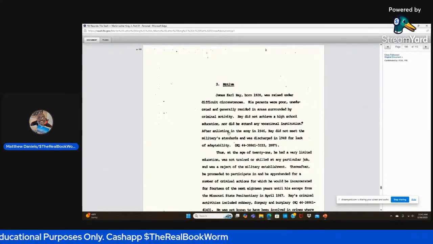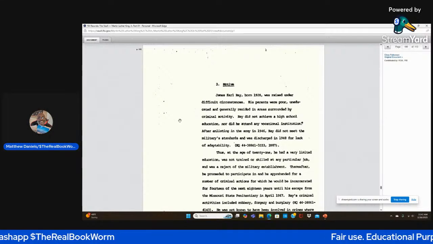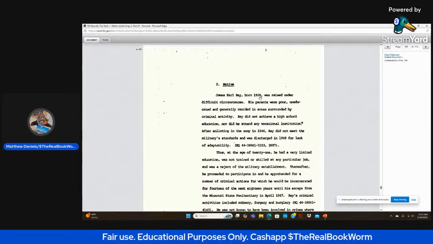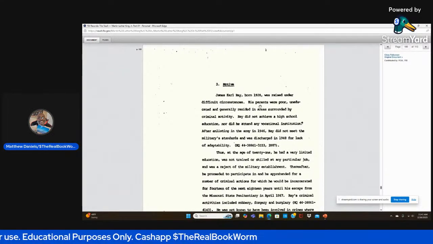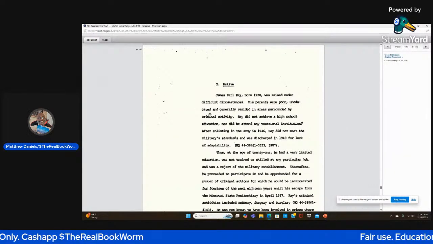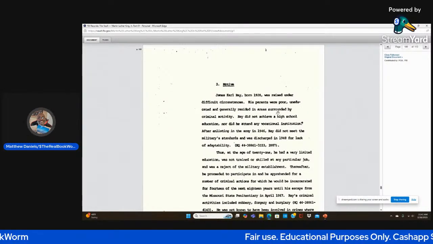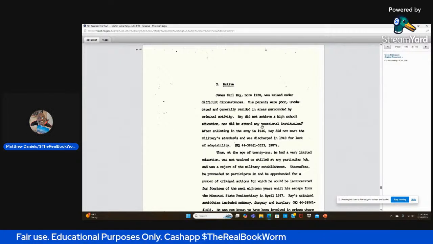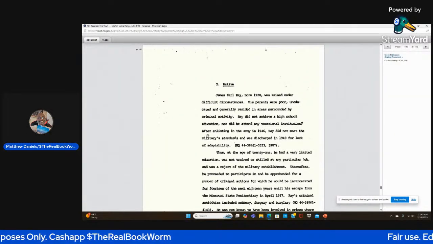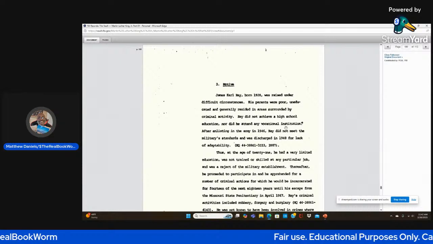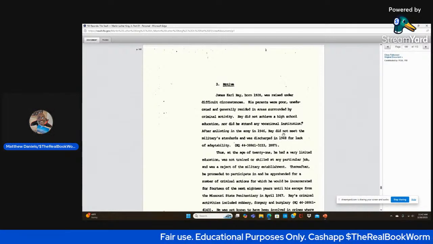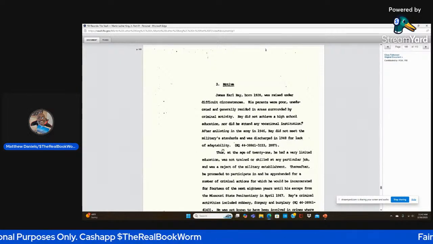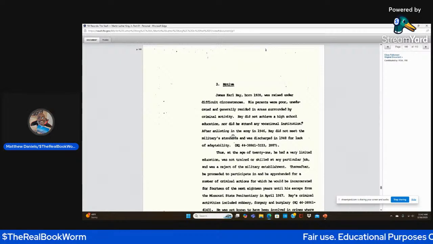Why would he even want to kill Dr. King? But we'll read the first paragraph just so we can get an idea of the information that we're going to get into next. James Earl Ray, born 1928, was raised under difficult circumstances. His parents were poor, uneducated, and generally resided in areas surrounded by criminal activity. Ray did not achieve a high school education, nor did he attend any vocational institution. After enlisting in the Army in 1946, Ray did not meet the military standards and was discharged in 1948 for lack of adaptability. I told you guys he had a military background.